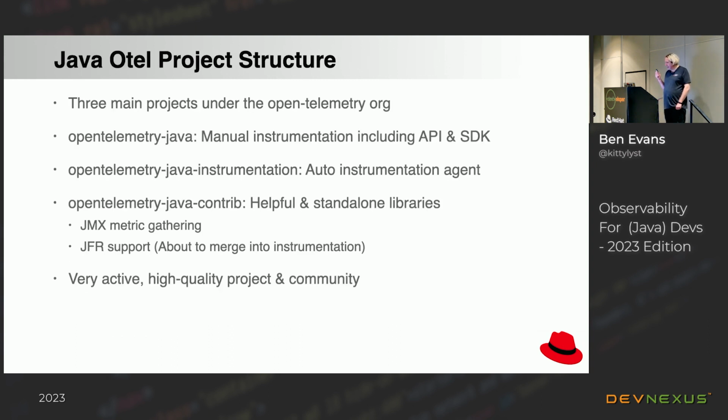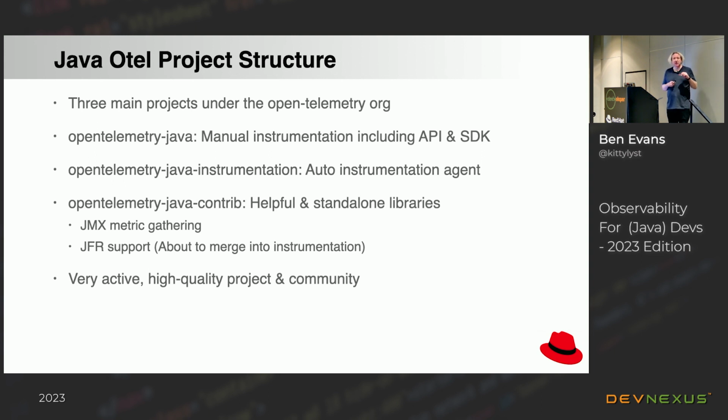There are three main projects, so if you want to dive into this, everything's on GitHub, the standards, the implementations, everything. There's OpenTelemetry Java, which is the API and the SDK. There's the auto instrumentation agent, which is the one which does automatic tracing. And then there's contrib, which basically is the incubator. So that's either standalone libraries or things which are not fully baked enough yet to go into the main libraries.